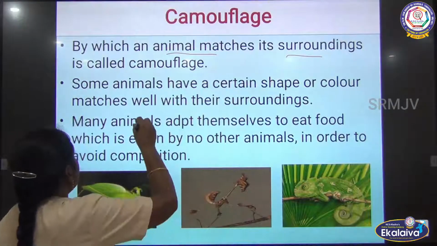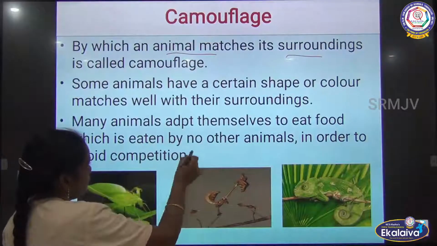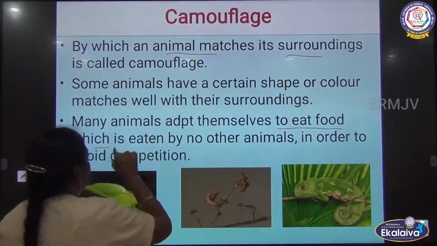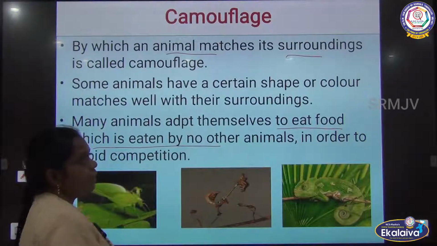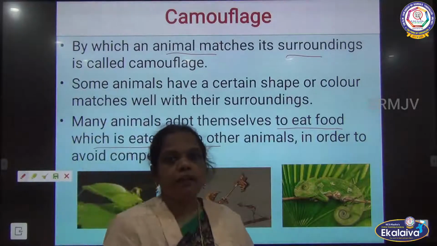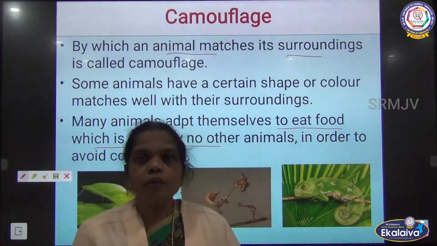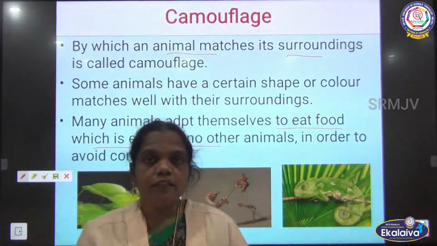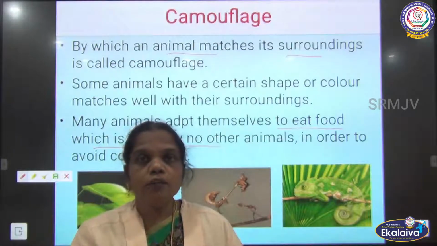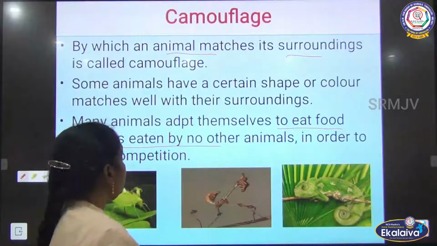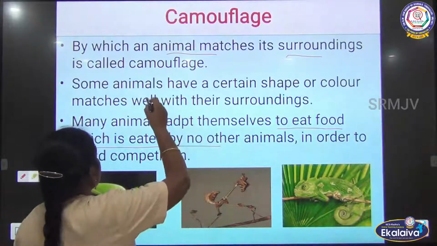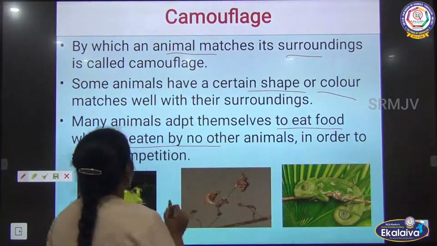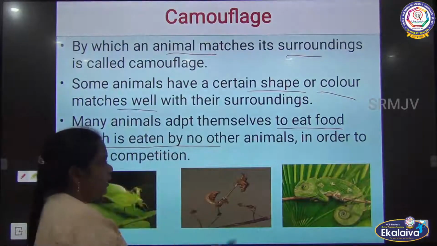So some animals adapt themselves to eat food which is eaten by no other animals. The food they prey on should not be shared with other animals, and for that they protect themselves and change their body to match the surroundings. And how do they change? Some animals have changed certain shapes and colors that match well with the surroundings.